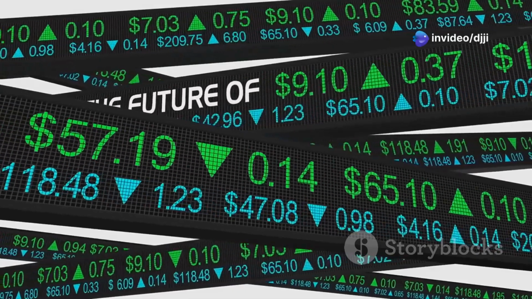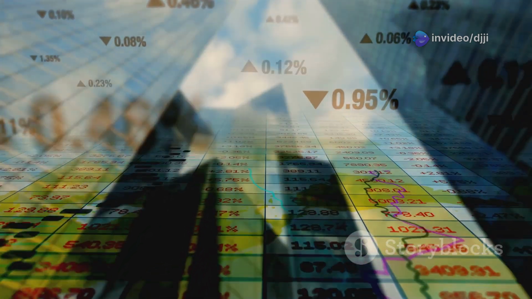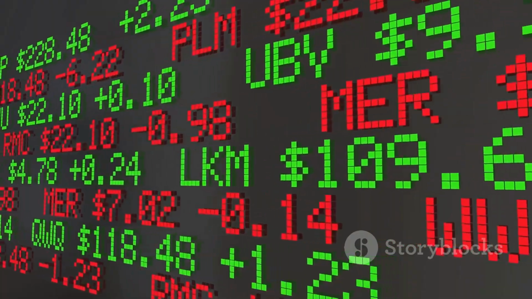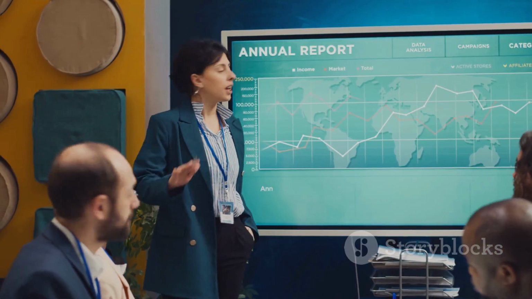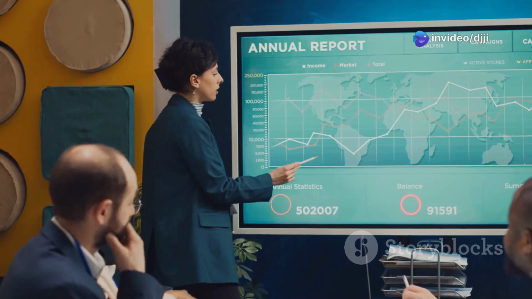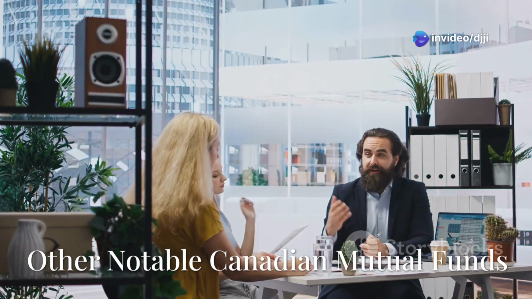BMO ARC Innovation Fund F. This global equity fund recorded a 56.92% return in 2023. TD Science and Technology F. This Canada fund sector equity fund also performed well, with a 53.92% return in 2023.